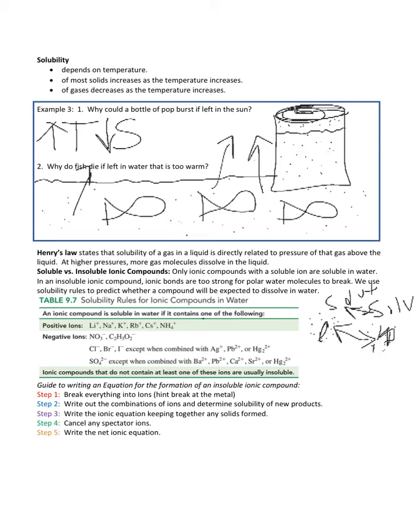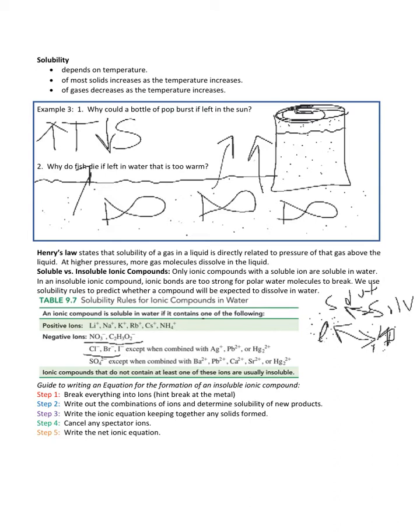Now, if you look at your periodic table, you might notice something. The first 5 ions all have something in common. Lithium, sodium, potassium, rubidium, and cesium all come from group 1. So group 1 ions are soluble, as is ammonium. If you are a negative ion and you consist of a nitrate or an acetate ion, you are always soluble. If you are a chlorine, bromine, or iodine, you are usually soluble, except if you're combined with silver, lead, or mercury.